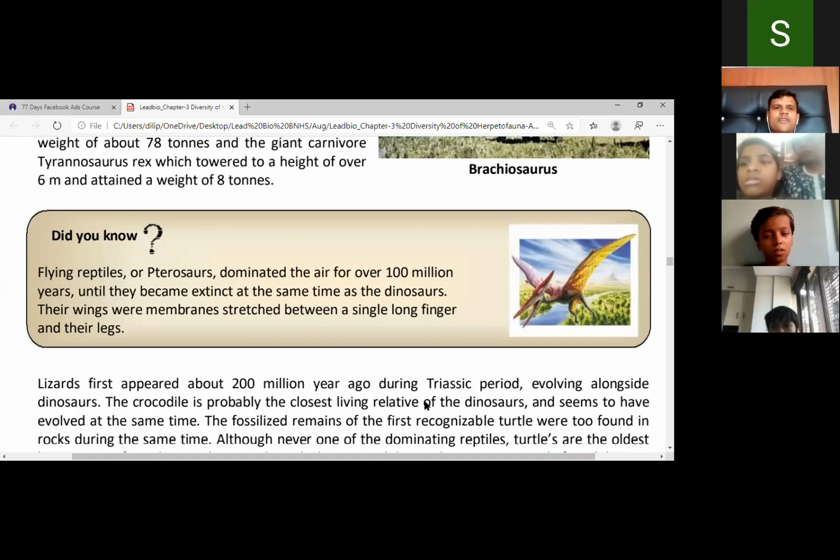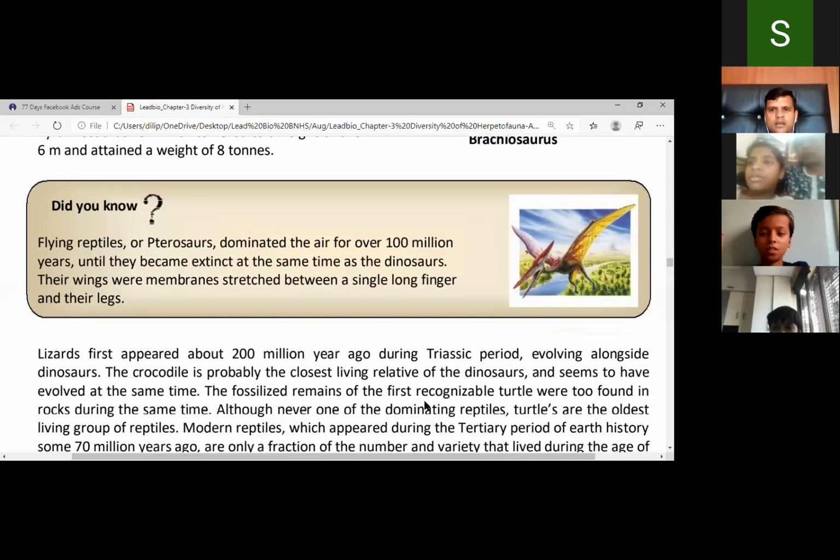And did you know there was a flying reptile 100 million years back called Tyrannosaurus? But they became extinct at the same time as dinosaurs. So there was a reptile which was flying a few 100 million years back. So there is one flying reptile, a flying lizard, still found in the country. Anybody knows what it is called? I will show you a photograph of the flying lizard in a minute.